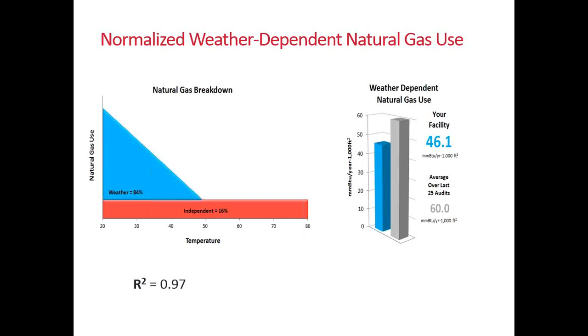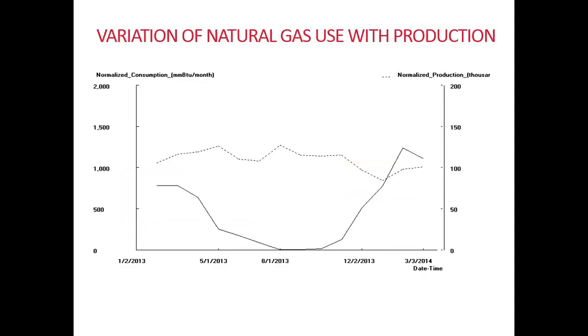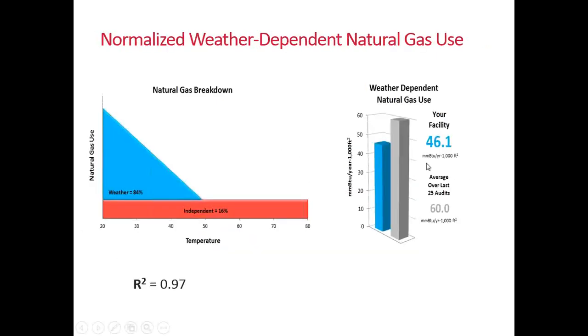The one thing we do different on natural gas is we calculate the normalized weather-dependent natural gas use. So trying to see how much natural gas use is going just towards weather dependence, just towards heating the facility. So that just uses their area. So this facility was using 46.1 MMBTU per year per 1,000 square feet. Which is this score right here. The average over our last 25 was 60, so they're doing pretty good.